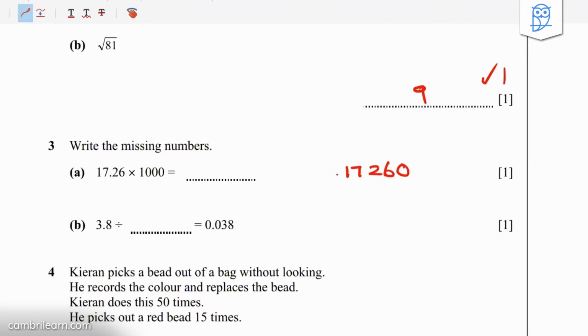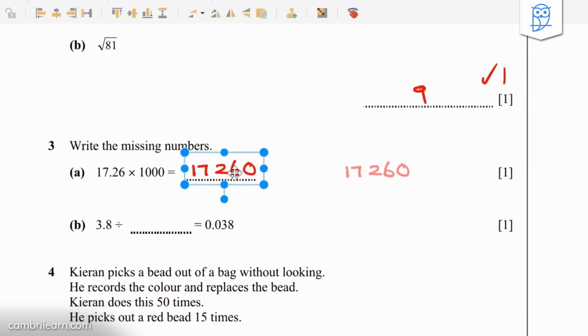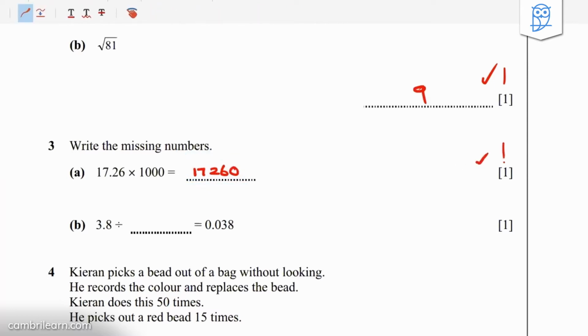So we have 17.260. I'll go ahead and just move that over there. So that is my final answer. Okay, another mark for us.